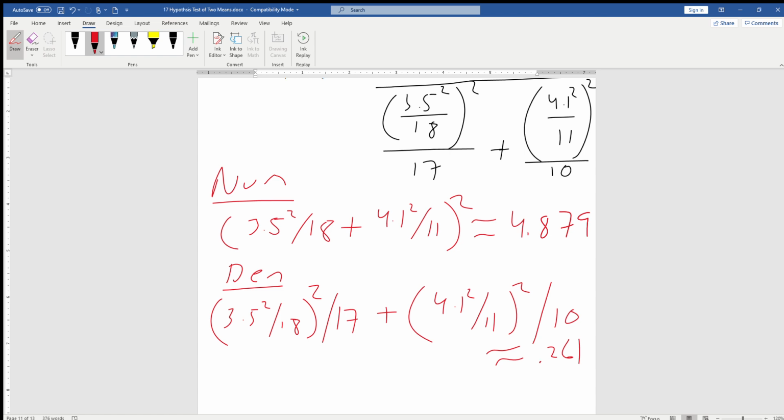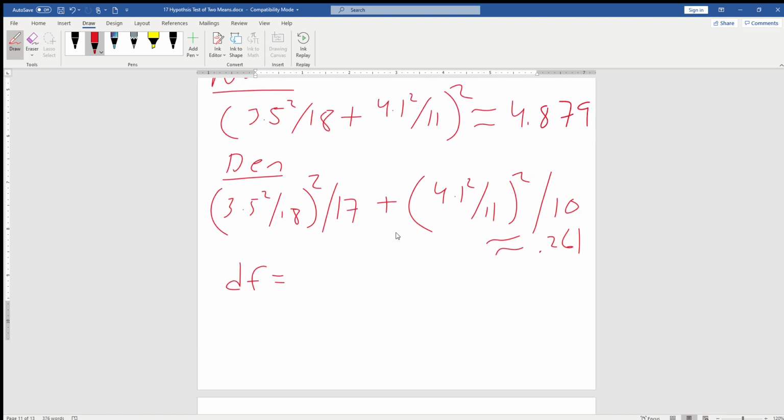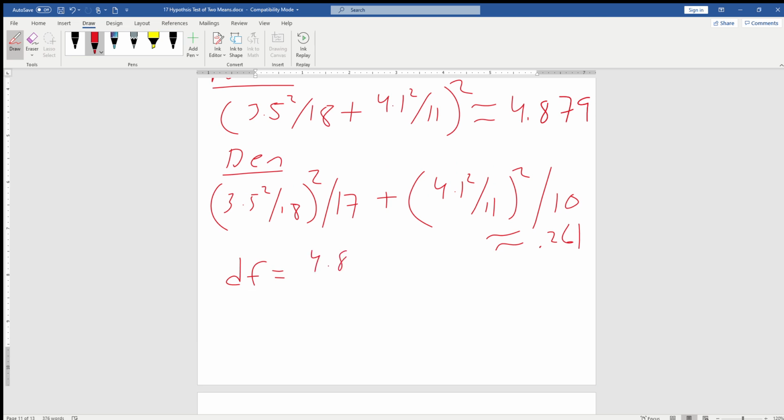Finally, to get the degrees of freedom, you just divide those two values. So your degrees of freedom is going to be 4.879, and we're going to divide that by 0.261. And so we're going to get 4.879 divided by 0.261, and I get 18.69. And just like with degrees of freedom, remember that we always round down. Okay, so if we round that down, the degrees of freedom in this problem are going to be 18.